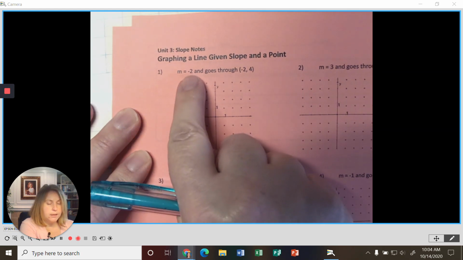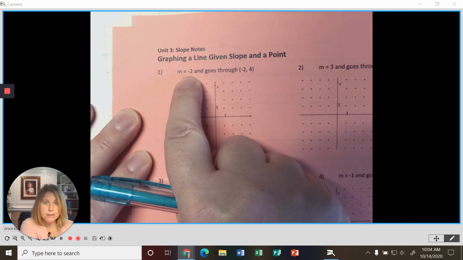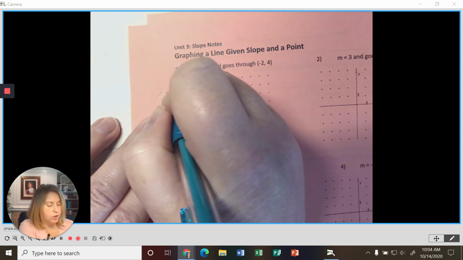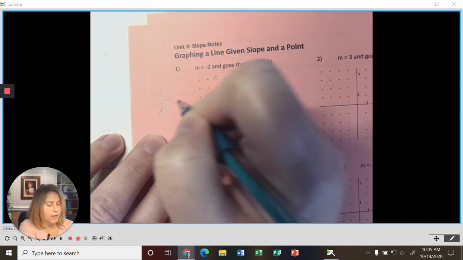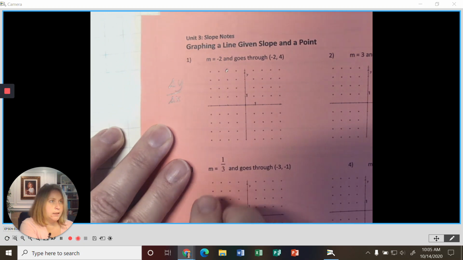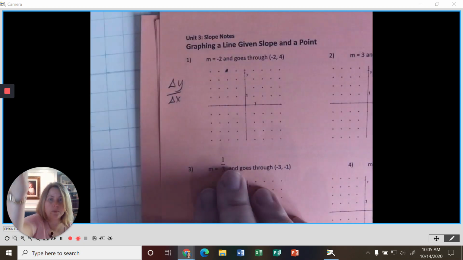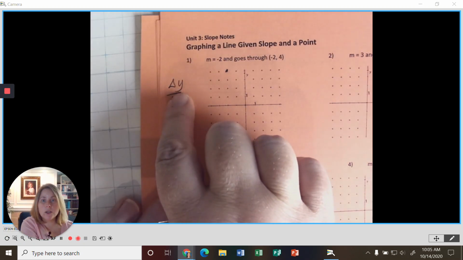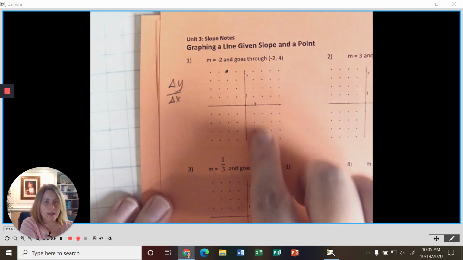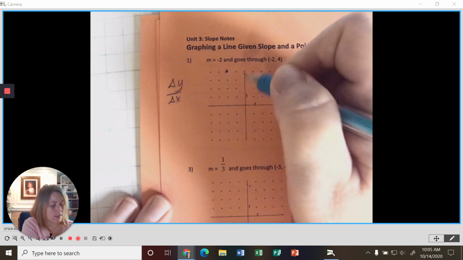Now slope is always, we talked about slope being a ratio in the very first page, so change in y over change in x. So if you look at your y-axis, your rise is your y-axis. So here is the y-axis. It goes up and down.